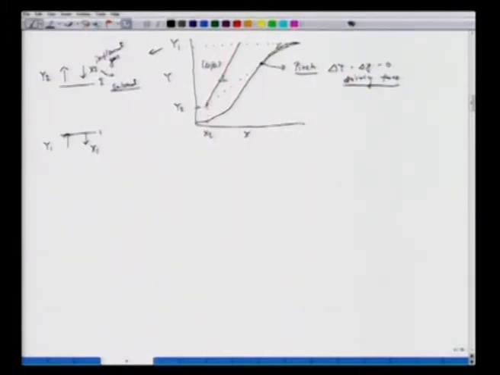So corresponding to this pinch, the concentration we get here as x1 will be x1 max. So this is the maximum concentration or mole fraction of the spent solvent, or the spent liquid. All right.